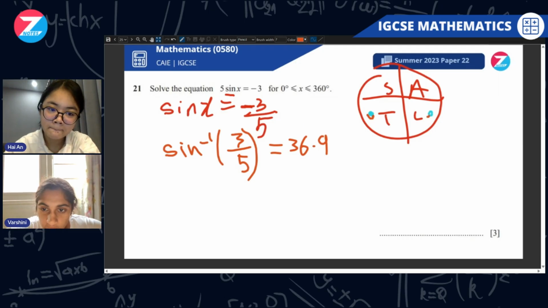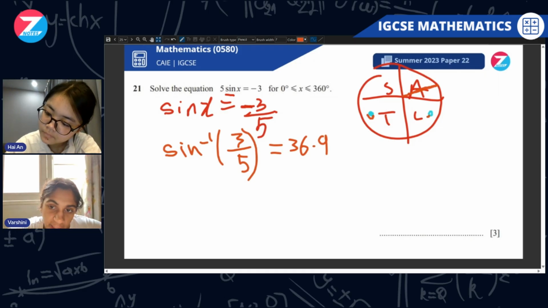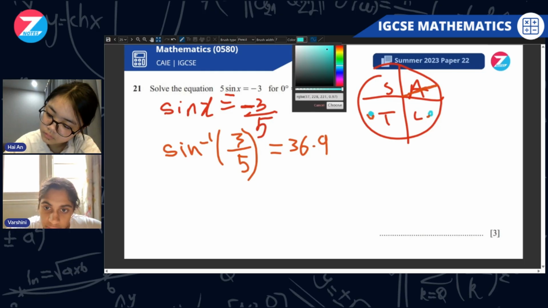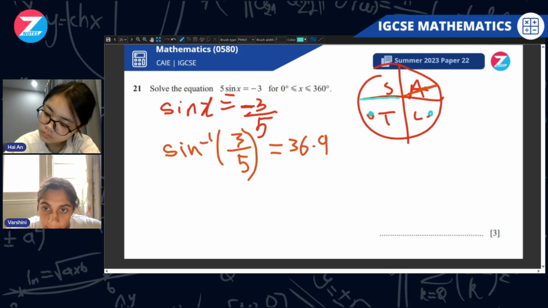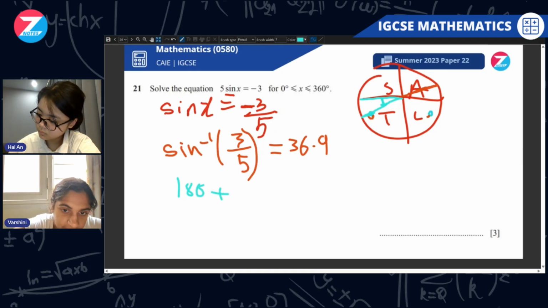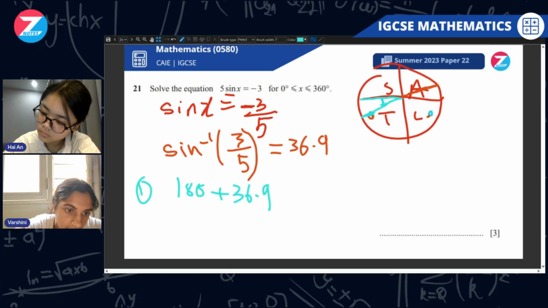So right now we found it over here in A. So to find it in tan, we're going to do 180, which is this line, minus our angle. So then it will come over here. Sorry, 180 plus our angle, since it's going in clockwise. So our first one is going to be 180 plus 36.9, the first angle. And we also know it's negative in cos theta.